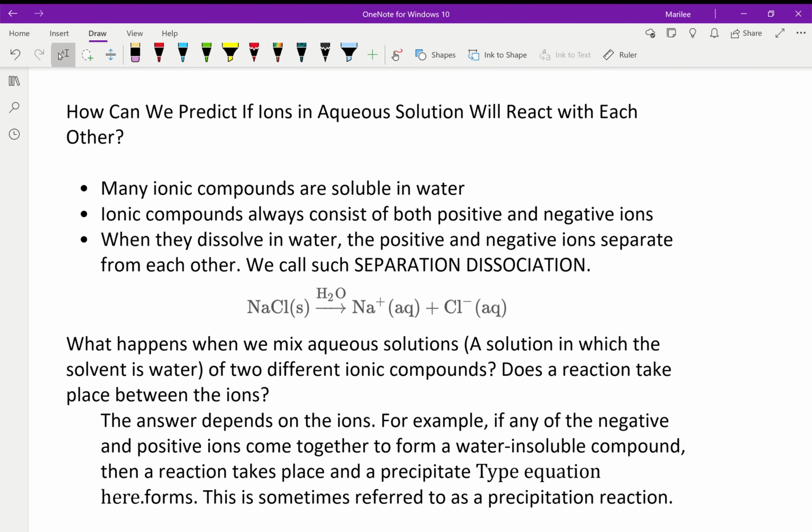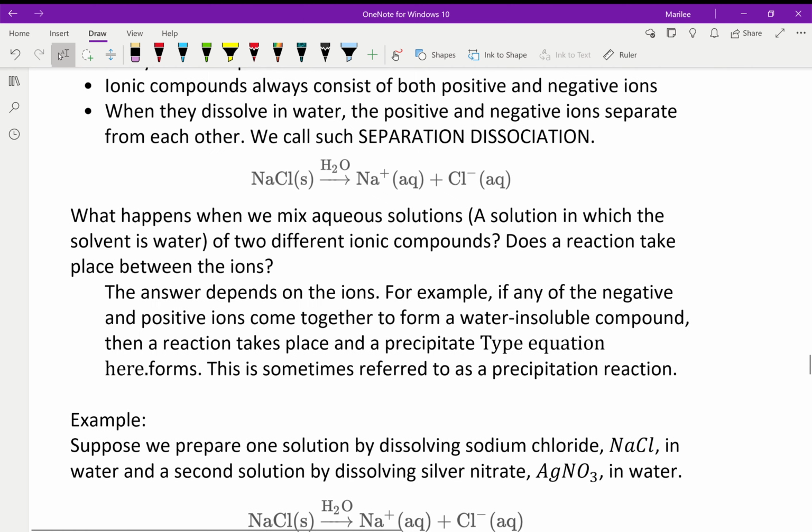How can we predict if ions in aqueous solution will react with each other? Many ionic compounds are soluble in water. Ionic compounds always consist of both positive and negative ions. When they dissolve in water, the positive and negative ions separate from one another, and this is called dissociation. If we look at NaCl, which is our table salt, and add water, we'll have our sodium ions and chloride ions.